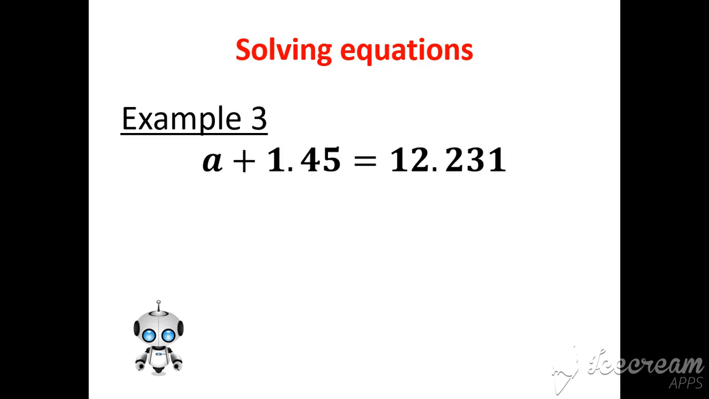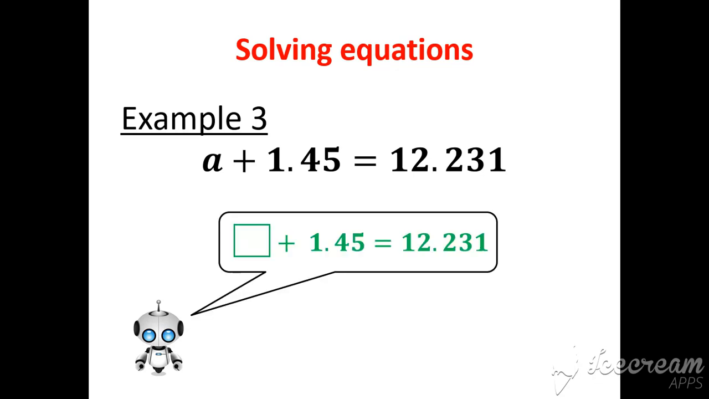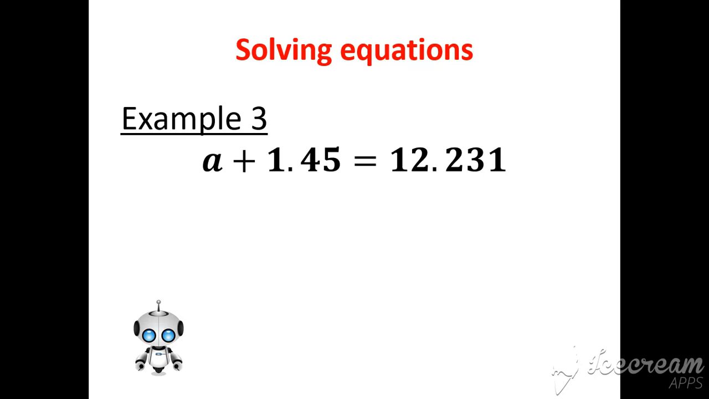All right, now let's move into example 3. We have A plus 1.45 is equal to 12.231. So something plus 1.45 takes us up to 12.231. Now, if you're able to guess this without my help of solving it with the proper steps, you are awesome and you're very confident. But I'm going to show you the steps to help you get more confident.